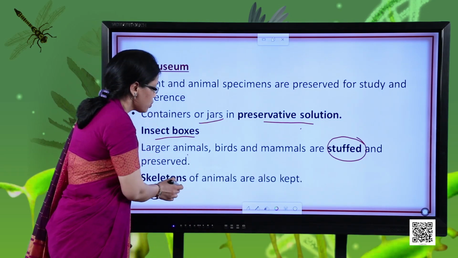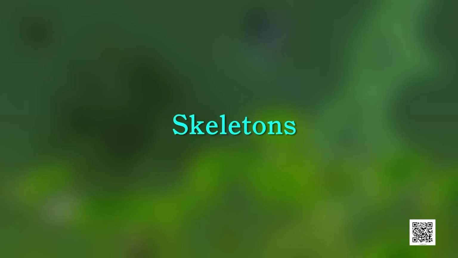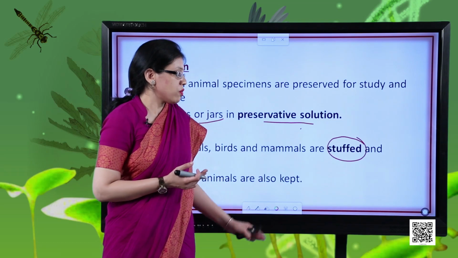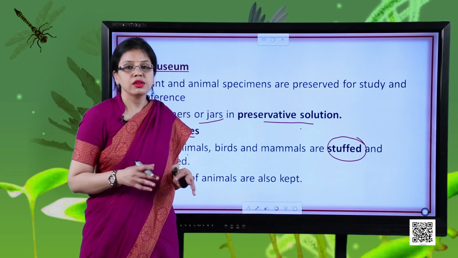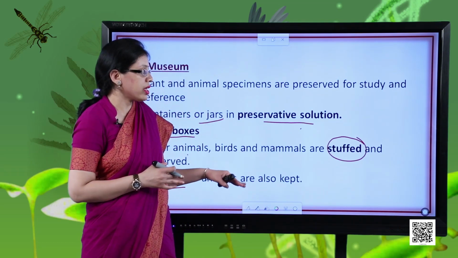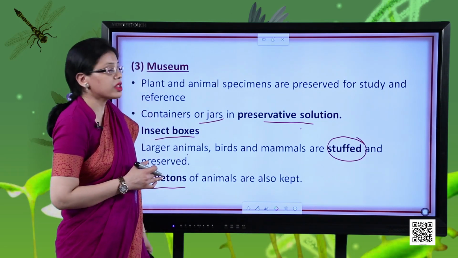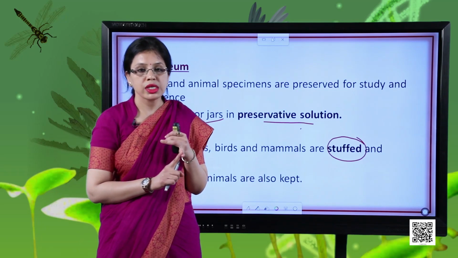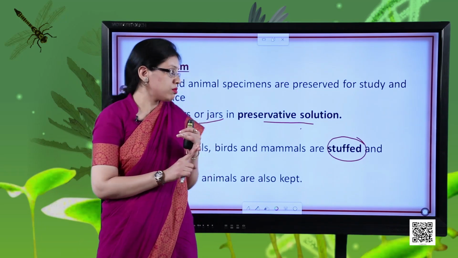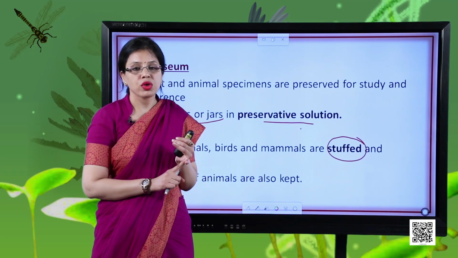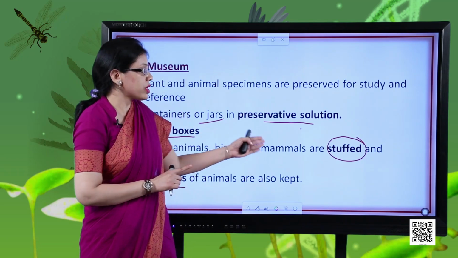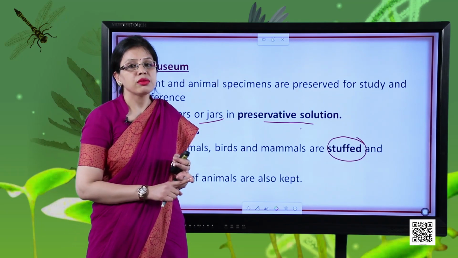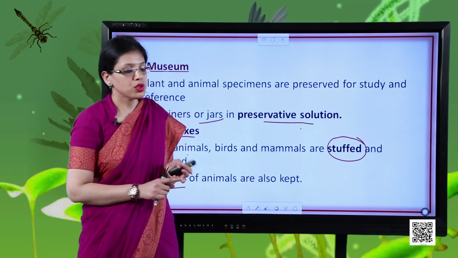Then in a museum, you may also find skeletons of various animals. Skeletons of different animals will be displayed so that we can study the internal parts. So we have four different methods in a museum. The first one is that we can preserve them in jars or containers. We can preserve insects in insect boxes. If we have larger animals, we can go for the method of stuffing, and then even skeletons of animals will also be kept inside the museum.